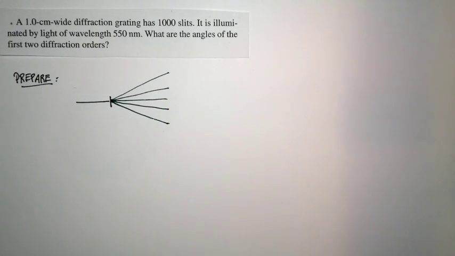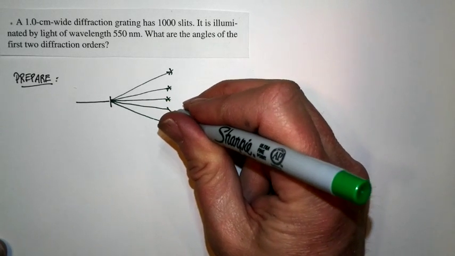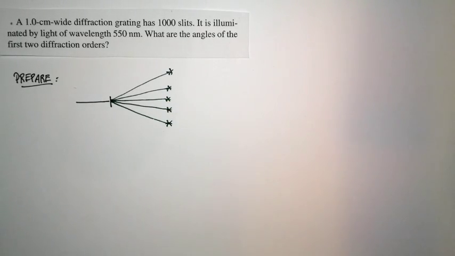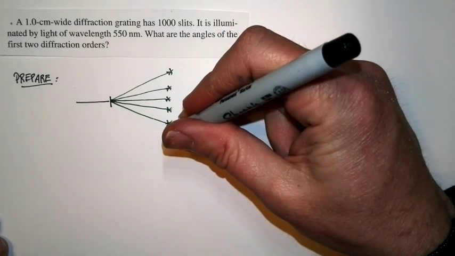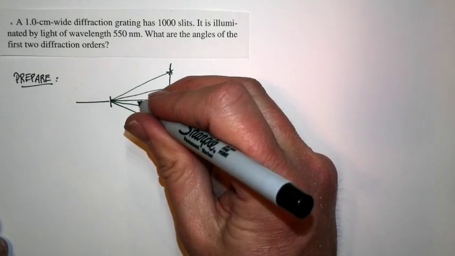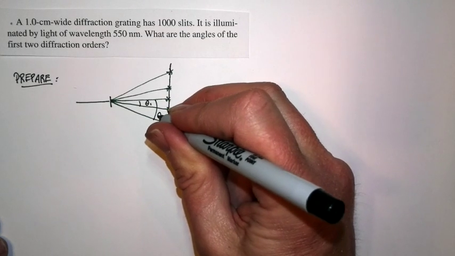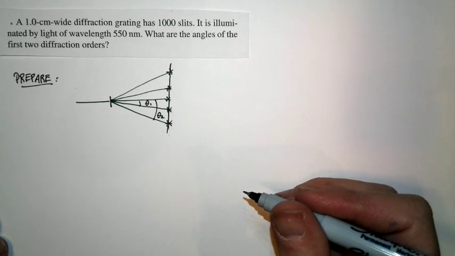If I was to project these on a screen, I'm going to get a series of bright spots, something like this. And we want to know what are the angles of the first two diffraction orders. What is this angle, theta 1, and what is this angle, theta 2? That's what we're looking for here.